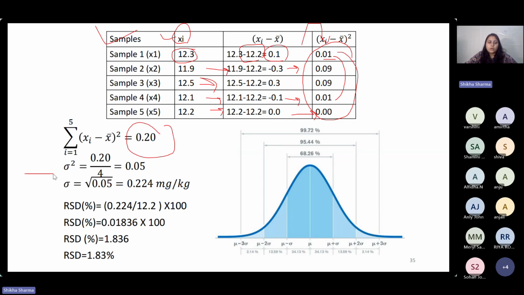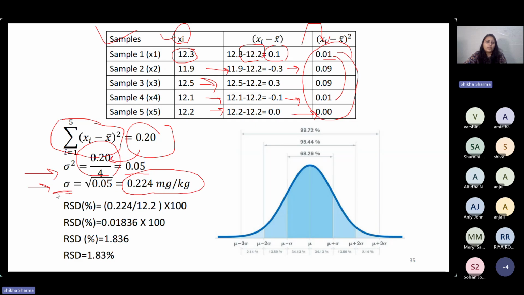So now we can calculate standard deviation. Standard deviation square is equal to the summation of the squares of all the differences we got, that is 0.2, divided by n minus 1, which is 4. So 0.2 divided by 4 is 0.05, and this is the square of standard deviation. So the standard deviation will be the square root of 0.05, which is 0.224 mg per kg. This we got as the standard deviation.